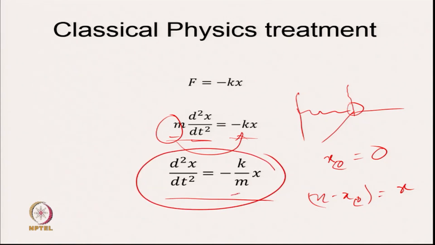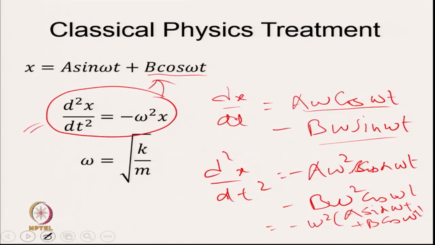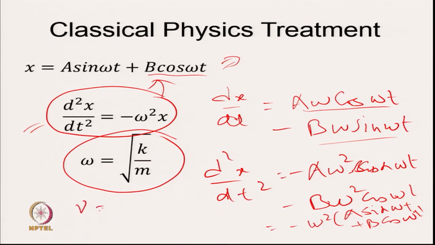So, if I put k by m is equal to omega square, I can get the solution, and that is what we have done. We have taken omega square is equal to k by m, and so our solution is this: x is equal to a sin omega t plus b cos omega t. And now your omega, which is angular frequency, will be equal to root k by m, and your frequency of vibration will be equal to 1 by 2 pi root under k by m.